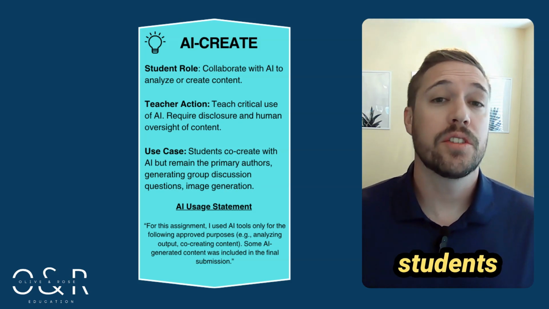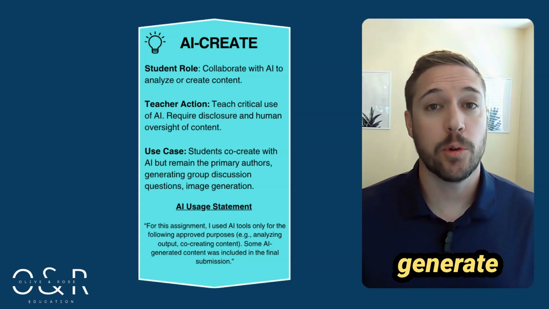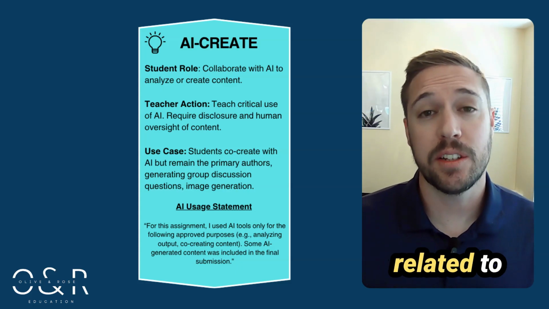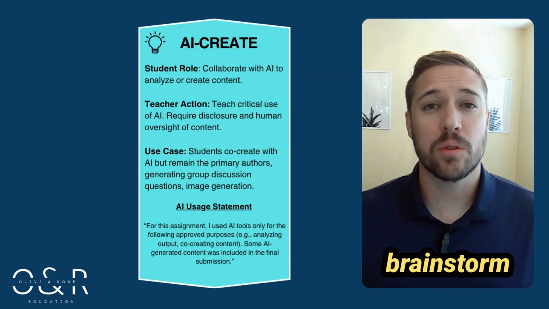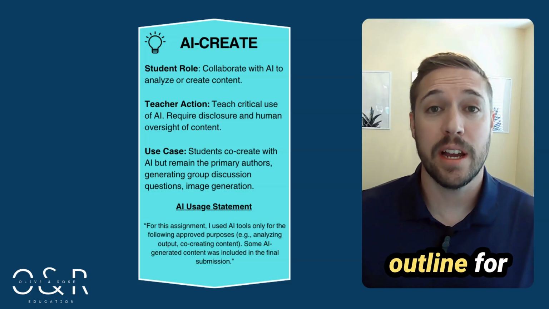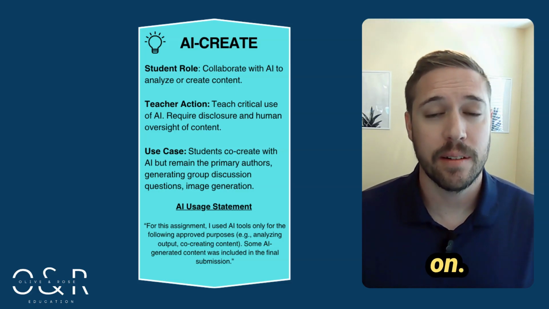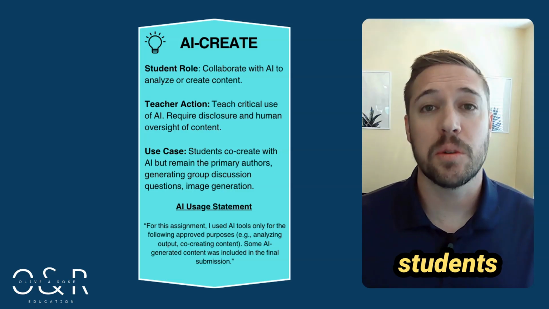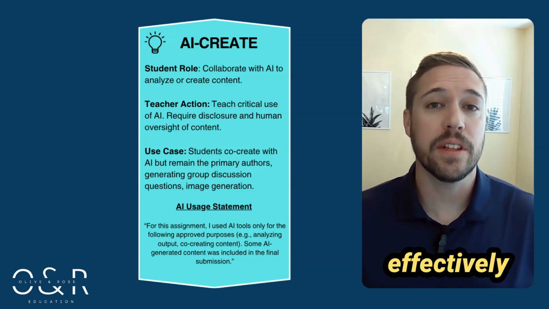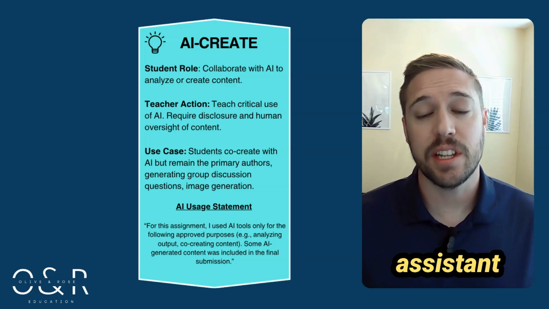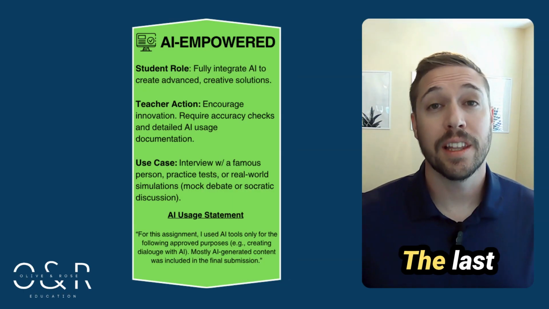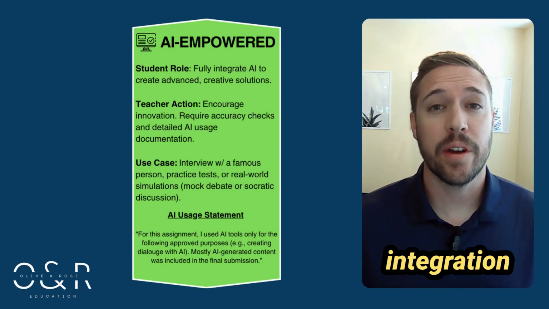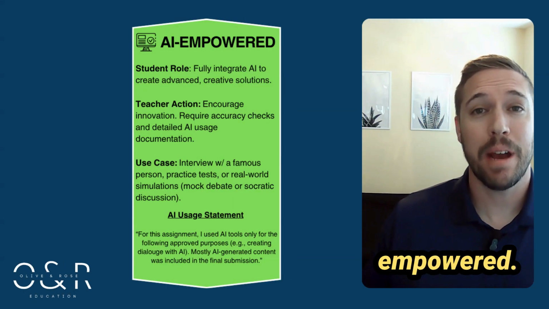In this tier, students can use AI to generate group discussion questions related to a certain subject, images for a presentation, or even brainstorm ideas and create an outline for a project that they're working on. This tier allows students to begin to learn how they can effectively leverage AI as an assistant to help make their final submissions that much better. The last tier in the AI integration scale is AI Empowered.